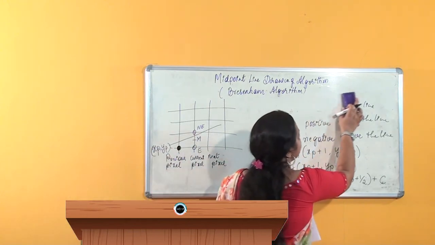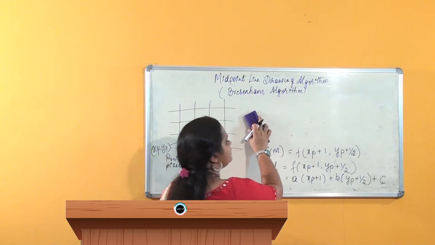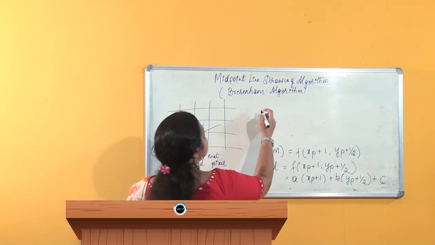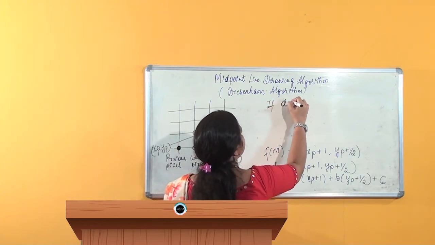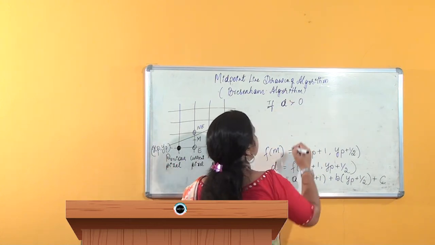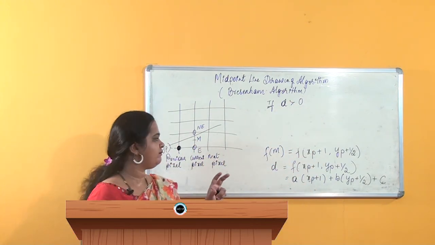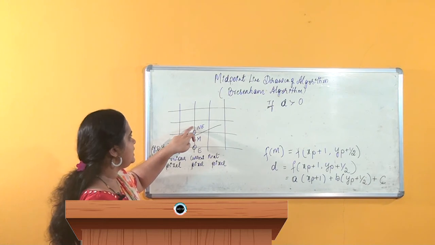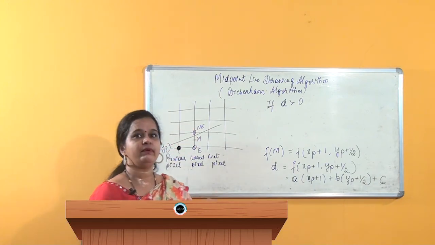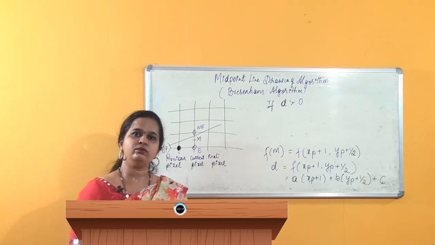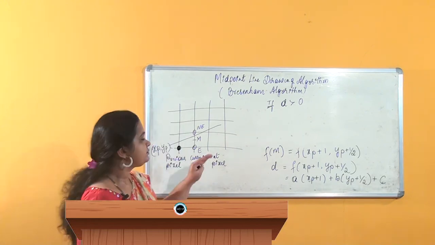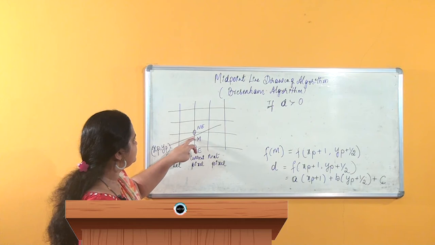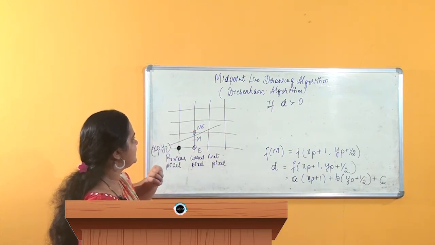Accordingly, I am going to select either the pixel E or the pixel NE. So how do I select? By these conditions. If the decision variable value D happens to be greater than 0, then I will be selecting NE, as we have already seen how the function value behaves on the line above and below. So if my decision variable is greater than 0, I will have to select the pixel NE.